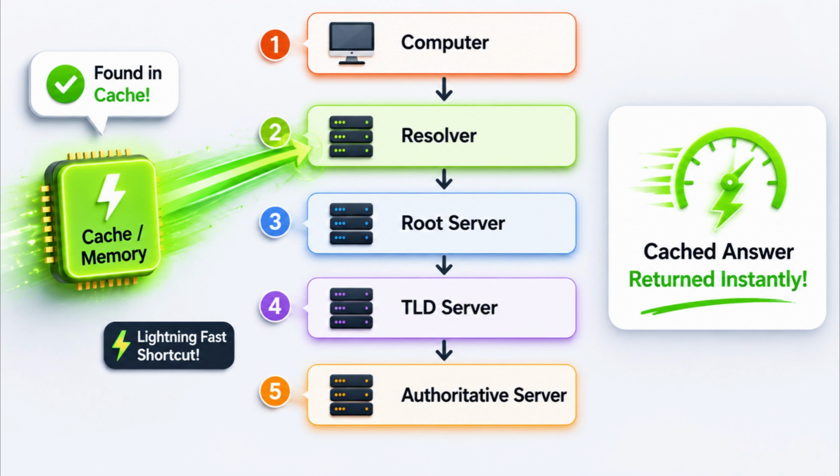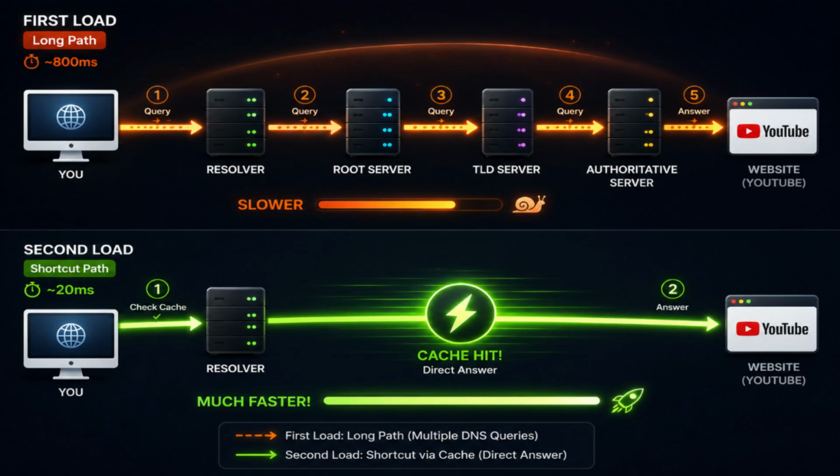But doing this entire process every single time would slow down the internet. So computers use something called DNS caching. Once your computer learns a website's IP address, it temporarily saves it in memory. The next time you visit the site, it loads much faster.